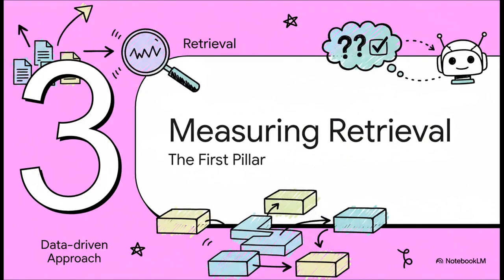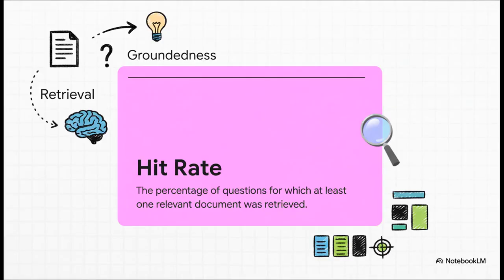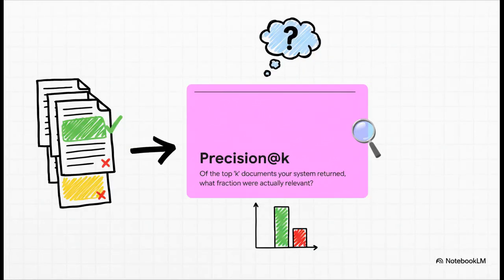All right, let's start with that first question, because finding the right information is the bedrock of this whole thing. If your retrieval is weak, believe me, nothing else matters. So how do we measure it? The most basic check is just the hit rate. It's a simple yes or no question. For a user's question, did we find anything useful at all? If your hit rate is low, it's a huge red flag that your system is failing at the most fundamental level.